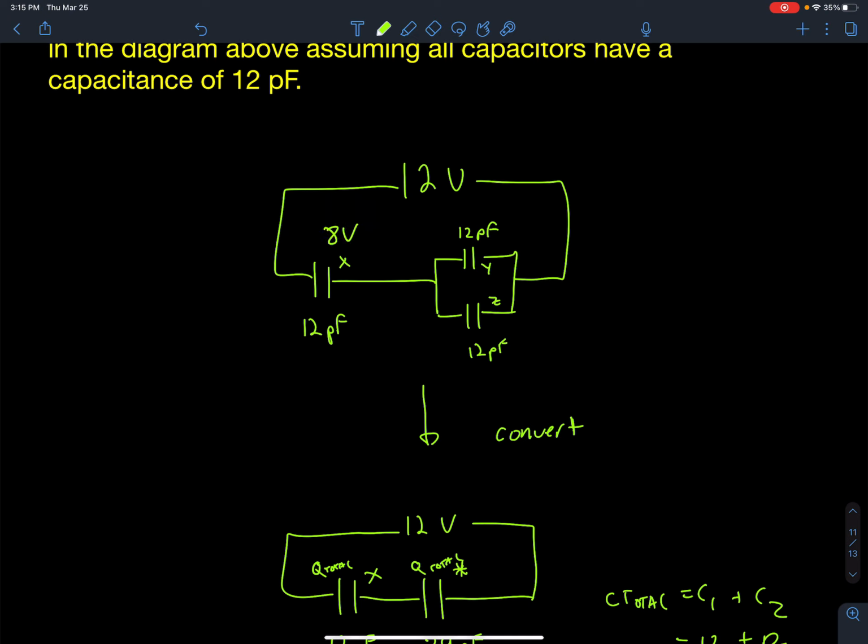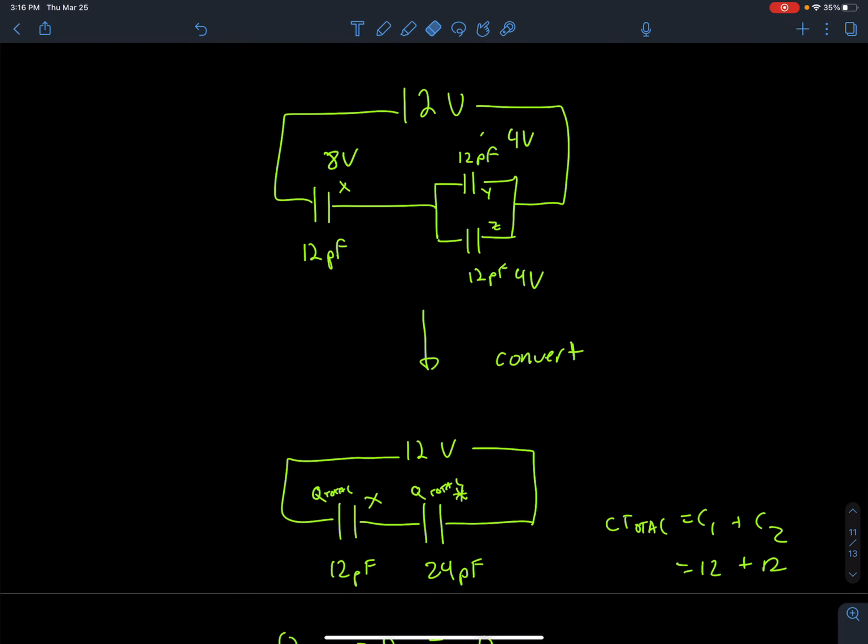Okay, which then leaves me with 4 volts. Okay, so I would have 4 volts here. I would also have 4 volts there because they're parallel. Okay, so there's 8 volts across X, and I would have 4 volts across the other two components.